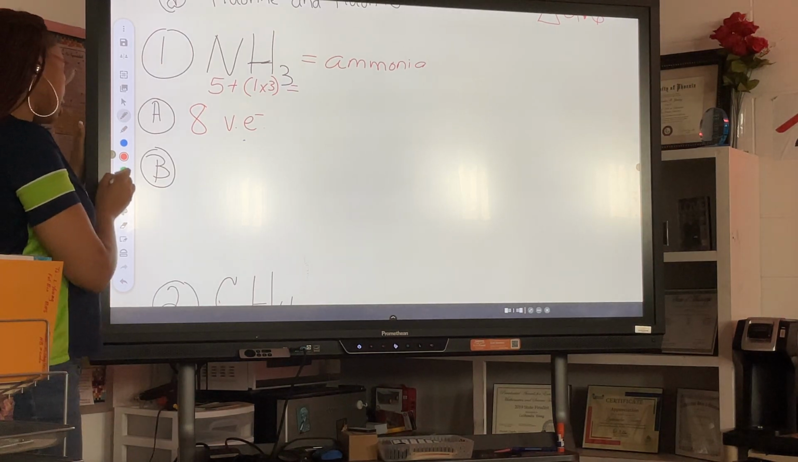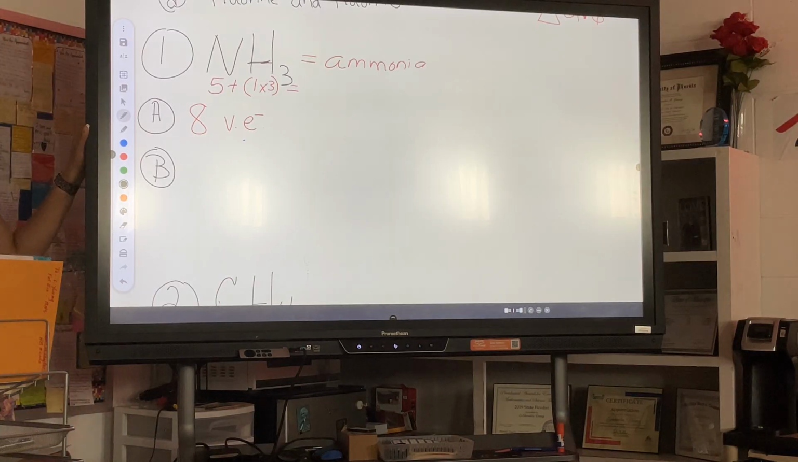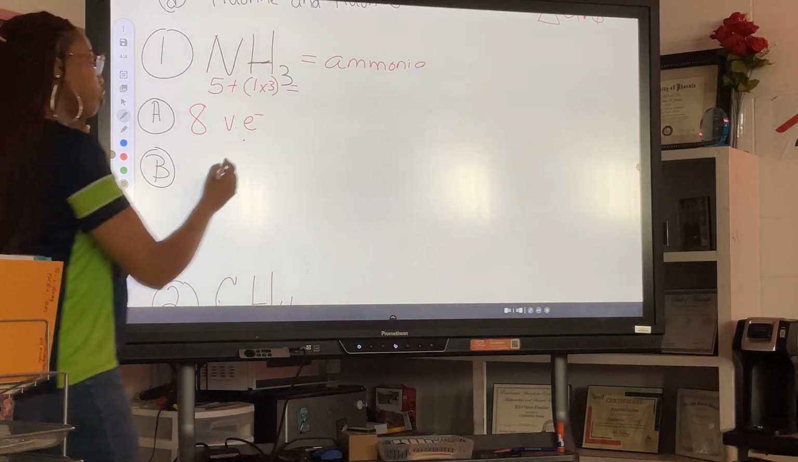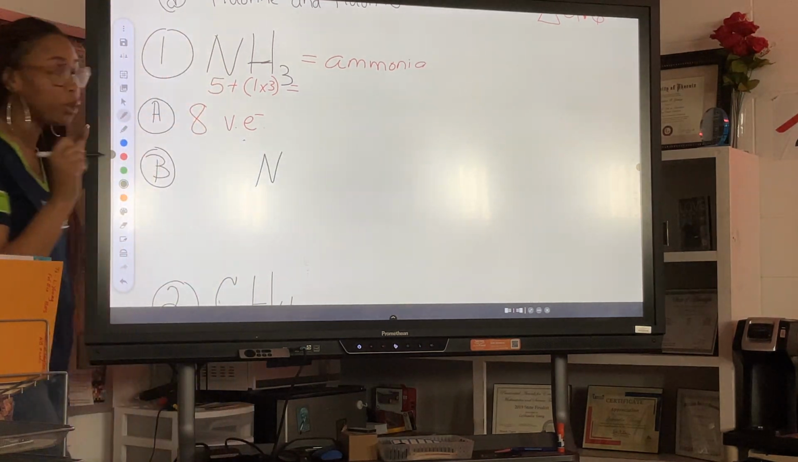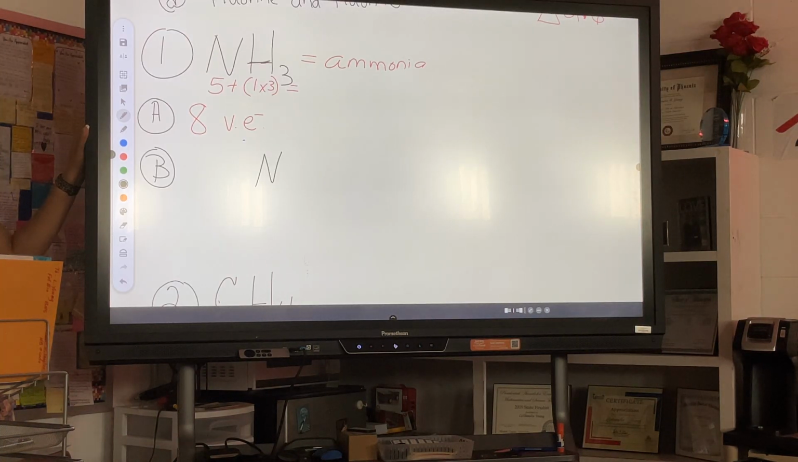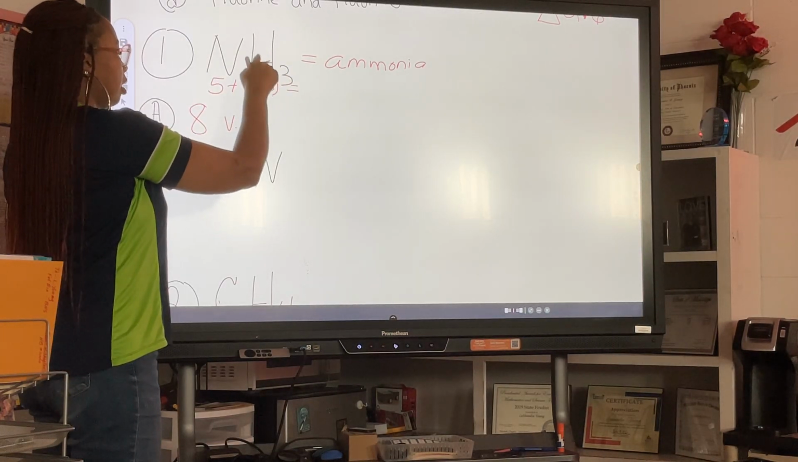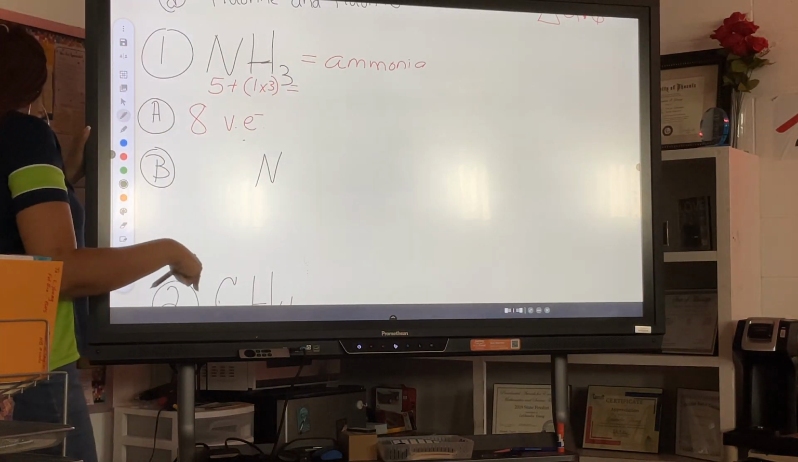After I figure out how many valence electrons, I gotta find my what? Central atom first. What is my central atom between nitrogen and hydrogen? Hydrogen. No. What is it? Nitrogen. Can hydrogen ever be central? No. Remember, the rule is it's usually the least electronegative unless that is hydrogen or the halogens. Can they ever be central? No.